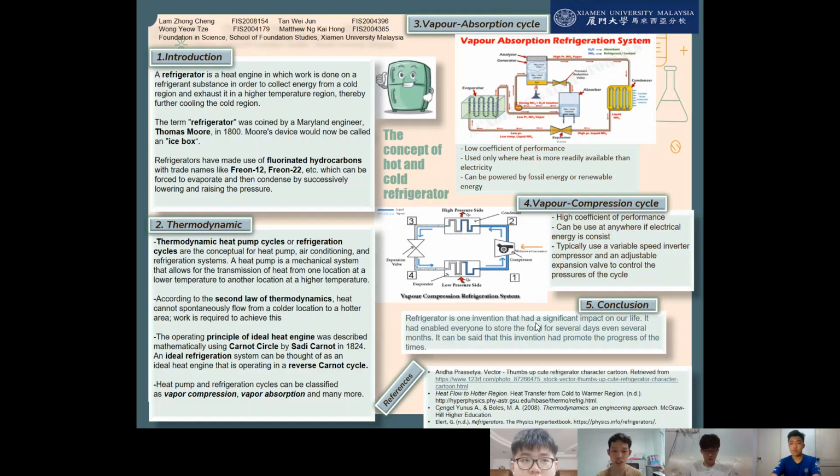The operating principle of the ideal heat engine was described mathematically using the Carnot cycle by Sadi Carnot in 1824. An ideal refrigeration or heat pump system can be called an ideal heat engine that is operated in a reverse Carnot cycle. Heat pump and refrigeration cycles can be classified as vapor compression, vapor absorption, and many more.